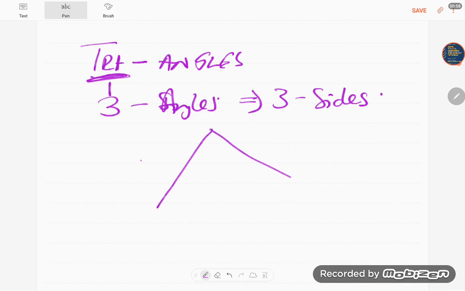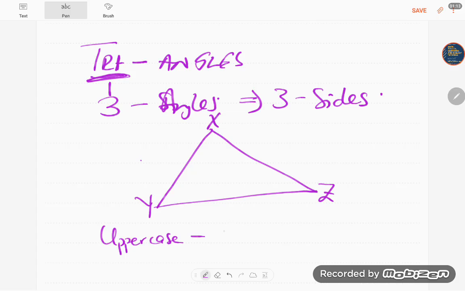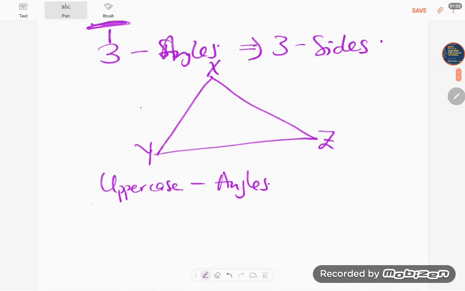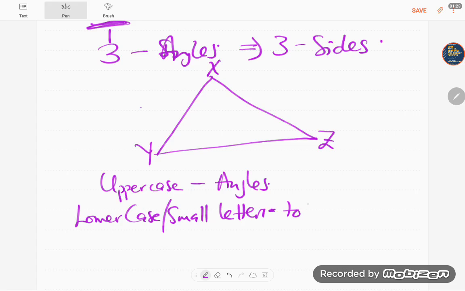I'm just going to draw a makeshift triangle. It may not have perfectly straight lines, but I'm sure you'll be able to work with that. I'm going to call it X, Y, Z. Notice how we use uppercase or capital letters to denote angles, and lowercase or small letters to denote the sides.